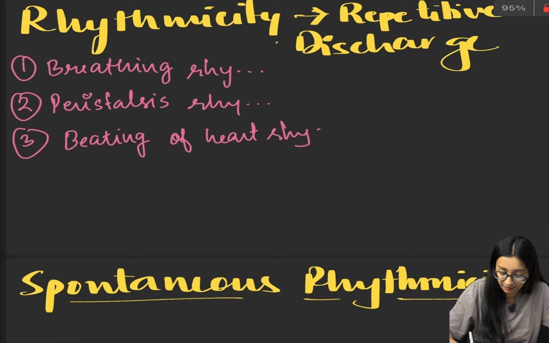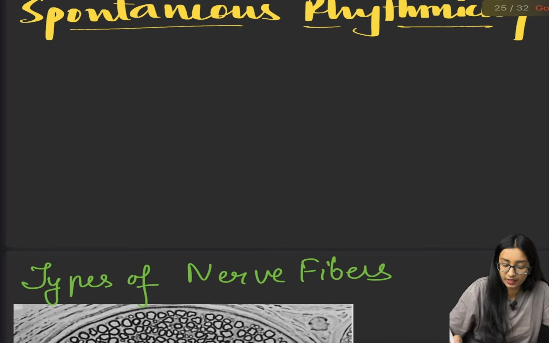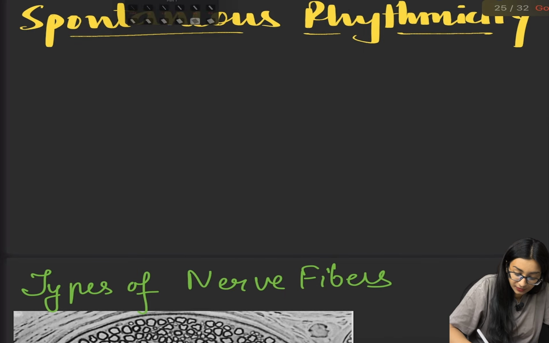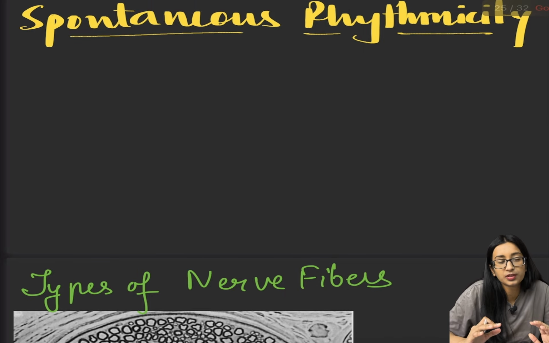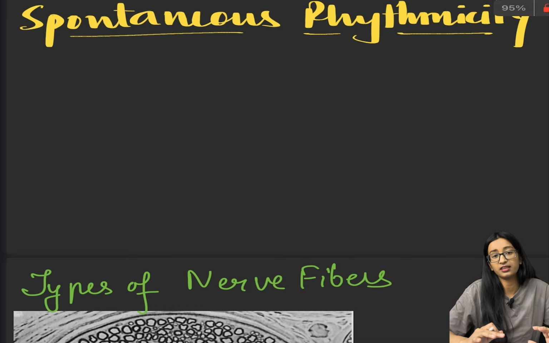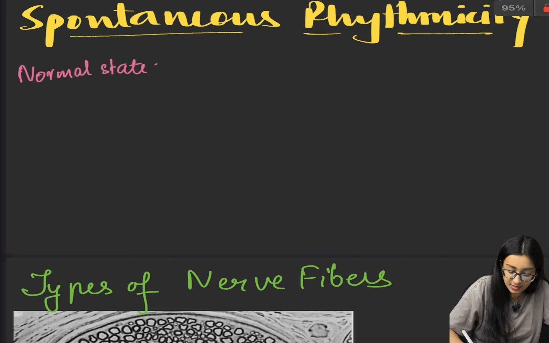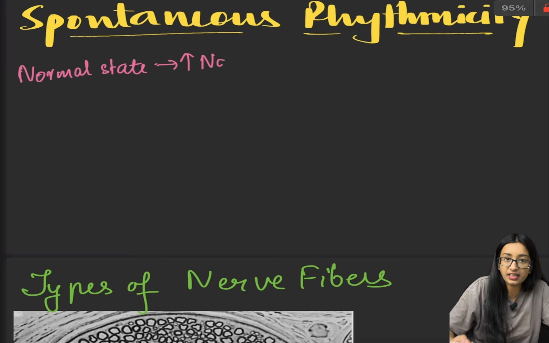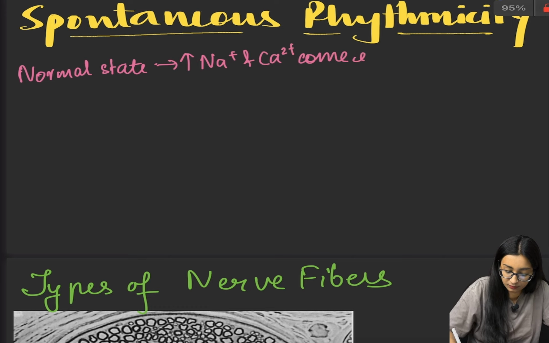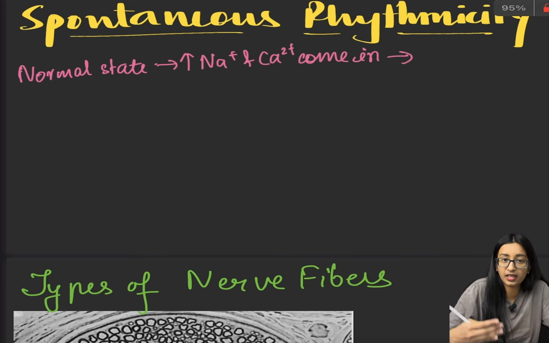After this, we have the spontaneous rhythmicity. In spontaneous rhythmicity, first we need to understand that in the natural state itself, it should take sodium inside, so that when the sodium is coming in, it can allow more and more. So in the normal state, there is an increase of sodium and calcium as well, and this leads to an increase in the membrane voltage.